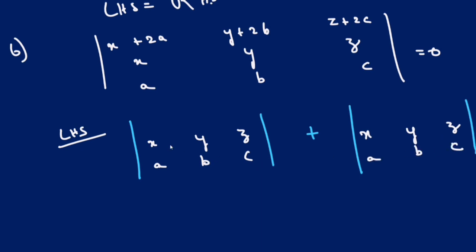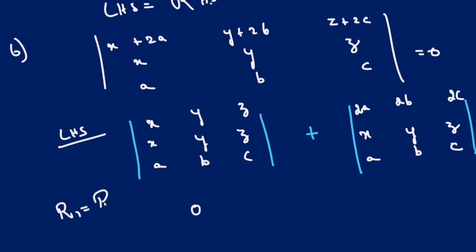Now first row, what do you write? The first row of the first determinant is the first elements. So what is the element? x, y, z. Here what will you write? The second elements: 2a, 2b, 2c. Now this is 0. Why? You should write the reason. R1 is equal to R2. You can see that rows are equal. See, x, y, z, x, y, z. So it is equal.